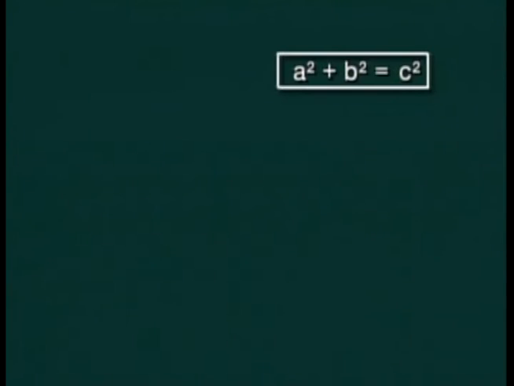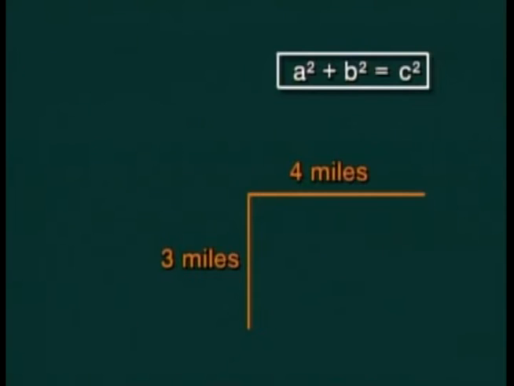Now let's use the Pythagorean theorem to solve some problems. Suppose you go jogging. You jog 3 miles north, then 4 miles east. Your average speed is 6 miles per hour. How much time will you save if you take the shortest route between your starting and finishing points?